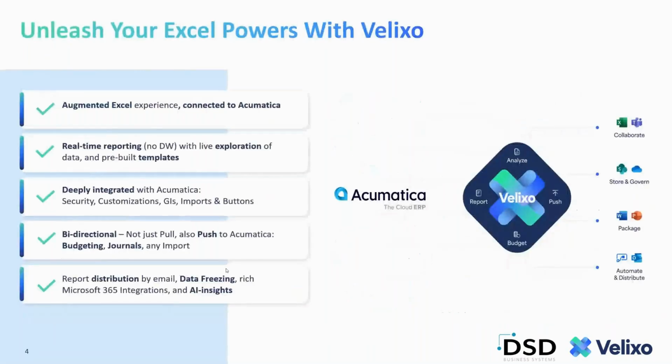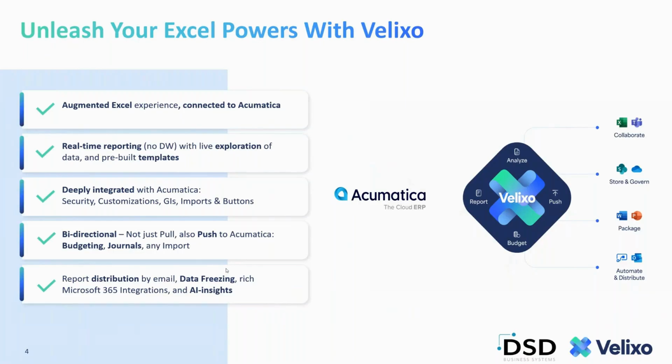Now, how do we solve this problem? Introducing to you the Velixo add-in. Our add-in can be installed and configured to connect to Acumatica within minutes. So no implementation required, nothing of that nature. I'll walk you through the installation process in a minute. It offers real-time reporting capabilities with the full exploration of Excel and Acumatica capabilities as well. And on top of that, it comes with samples to get you started. So you're going to have pre-built templates that you can use as plug and play.